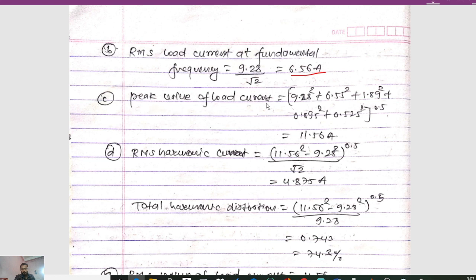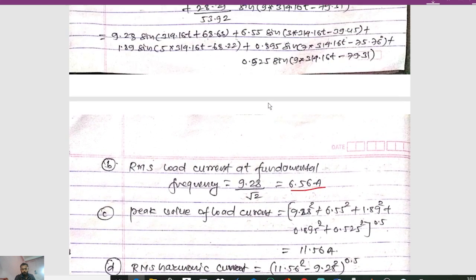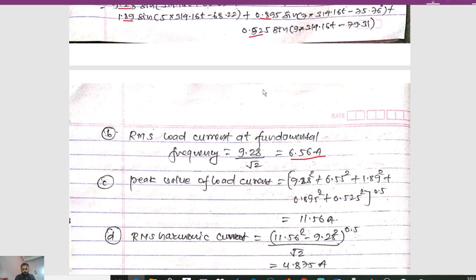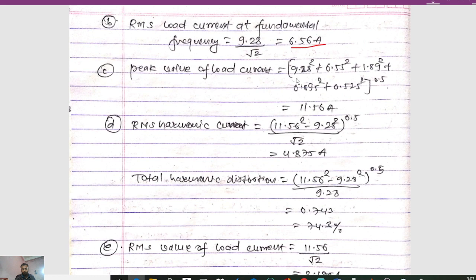Now the peak value of load current will be the root under this value square, and the square of this value, similarly the square of this value, plus the square of this value, and similarly the square of this value. So here you can see the peak value of load current is 9.88 square plus 6.55 square plus 1.89 square plus 0.895 square plus 0.525 square, to the power 0.5. So you'll get here 11.56 ampere.